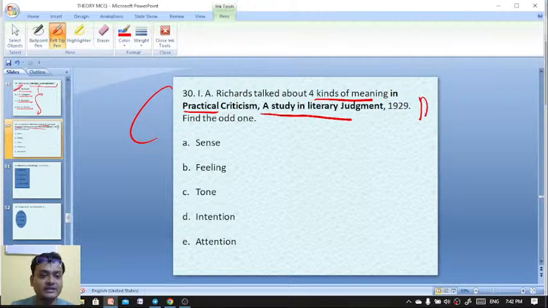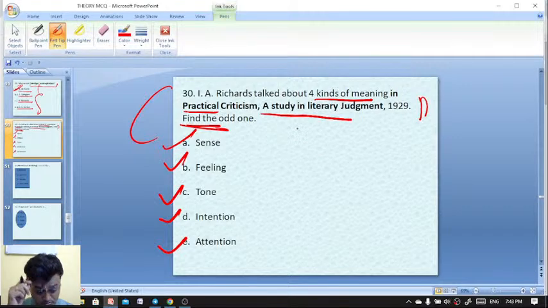published in 1929. Find the odd one. Sense, feeling, tone, intention, attention. Which one is the odd one? Let's see.